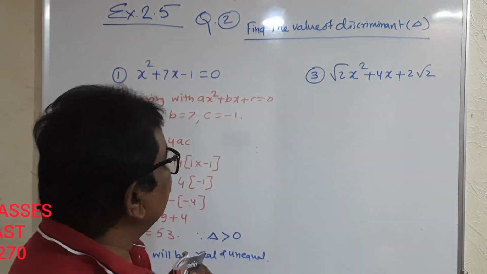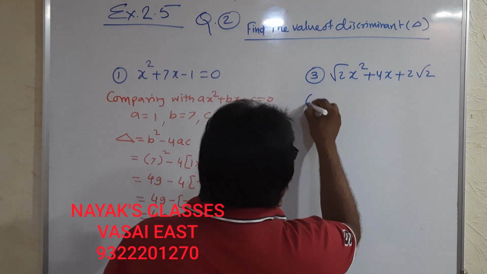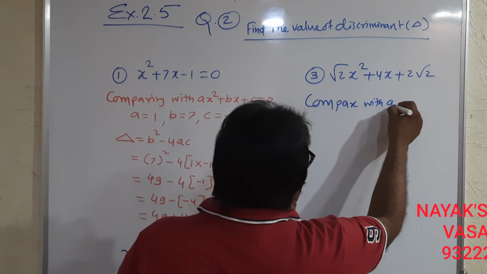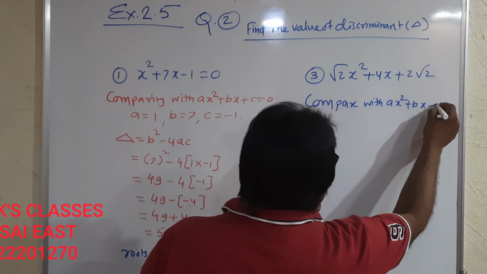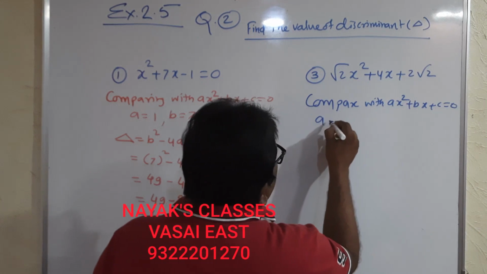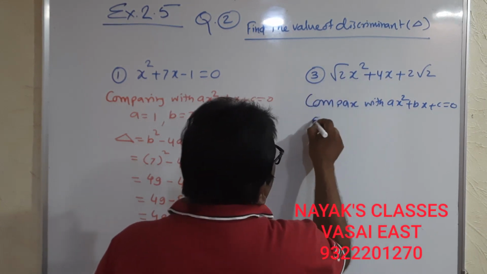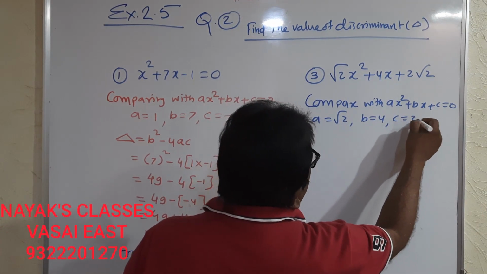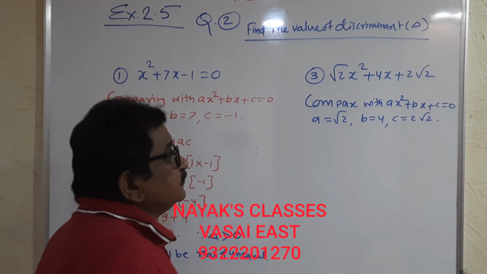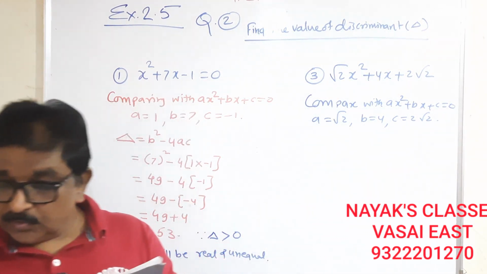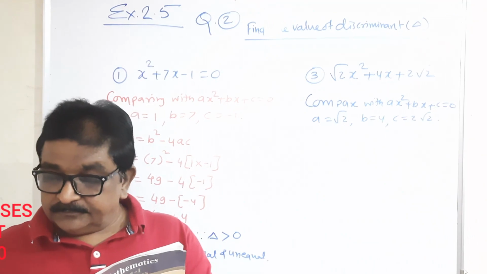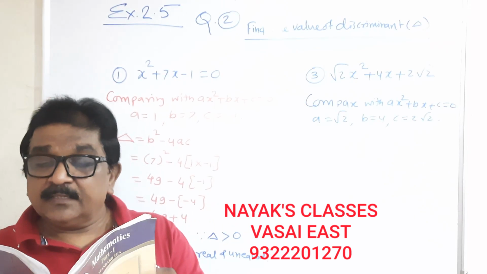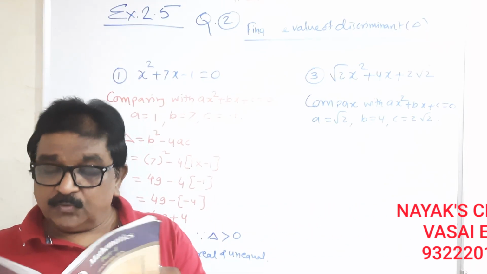So we are in the third one. Compare with ax square plus bx plus c is equal to 0. A is equal to root 2, b is equal to 4 and c is equal to 2 root 2. This is the third question of question number 2.